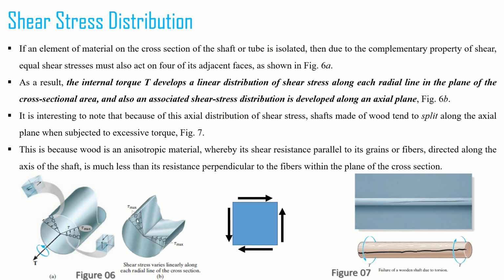In between it varies radially, but if you see in figure 7, the shaft is cracked, split along the axial plane and not in the radial plane. Why? This is because wood is not isotropic, it is an anisotropic material, and it has different properties along different axes, right? Its shear resistance parallel to its grains or fibers, directed along the axis of the shaft, is much less than its resistance perpendicular to the fibers. So in this direction it is weak, and in this direction it is strong. Therefore it cracks in this direction, right? This was an interesting thing.